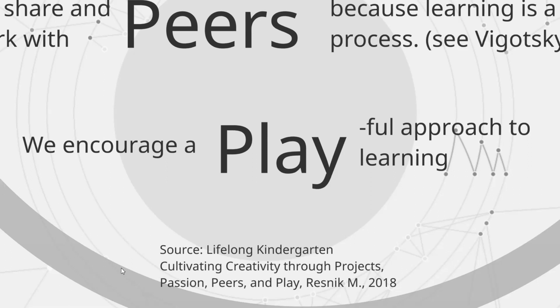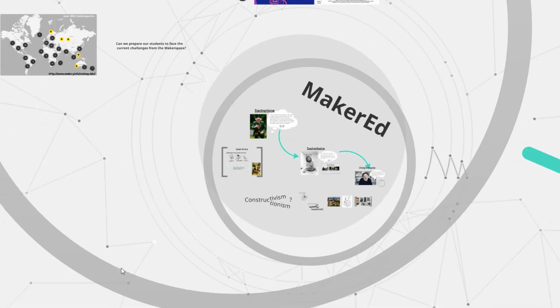If you're interested in reading more, the book is Lifelong Kindergarten: Cultivating Creativity Through Projects, Passion, Peers, and Play from Mitchell Resnick, 2018. It's available on Amazon and other shops online.